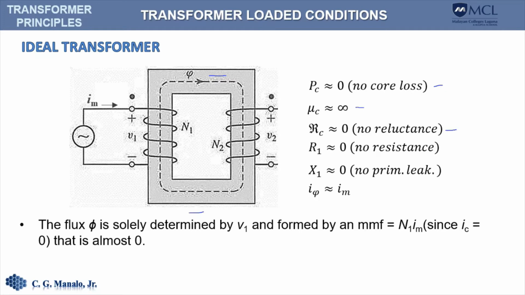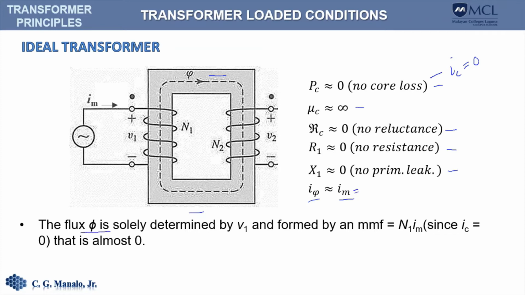Reluctance is like resistance, but it resists the flow of flux inside the magnetic core. An ideal transformer has zero resistance at the primary winding and zero leakage flux at the primary side. Because we have zero core loss, that means our I sub C would be zero, and that would mean our exciting current is simply equal to the magnetizing current.